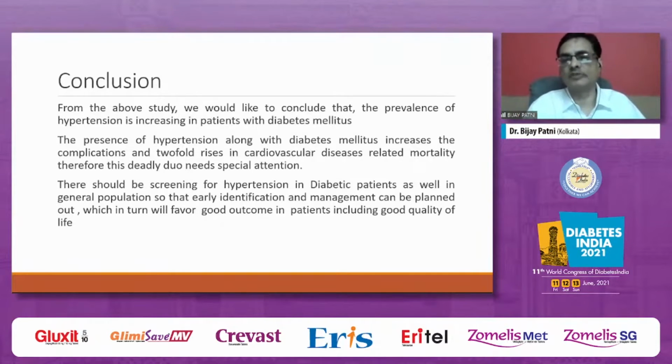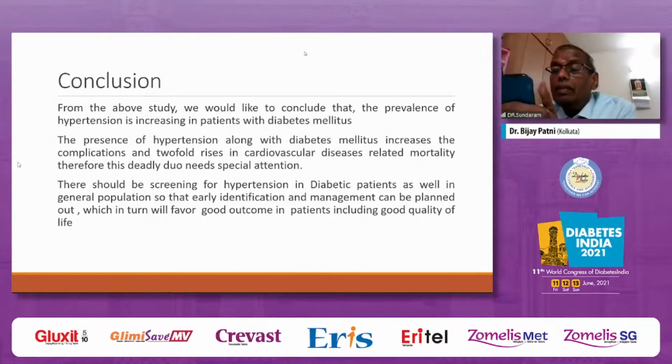Presence of hypertension along with diabetes mellitus increases the complications and causes a twofold rise in cardiovascular disease-related mortality. Therefore, this deadly duo needs special attention. Screening for hypertension in diabetic patients is a must, and also in the general population, so that early identification and management can be planned out, which in turn will favor good outcomes in patients, including good quality of life.